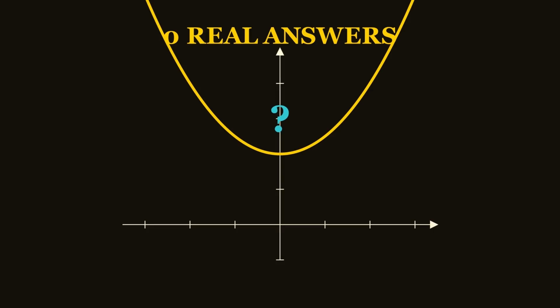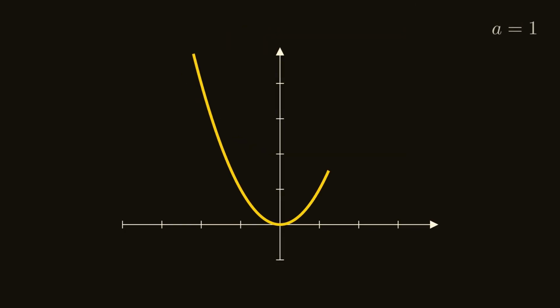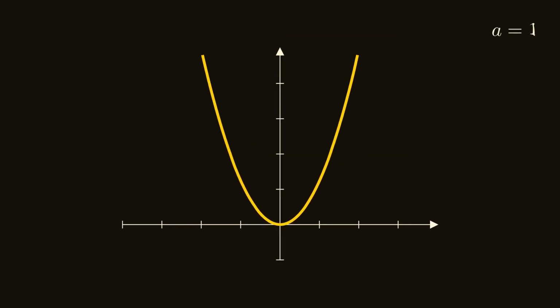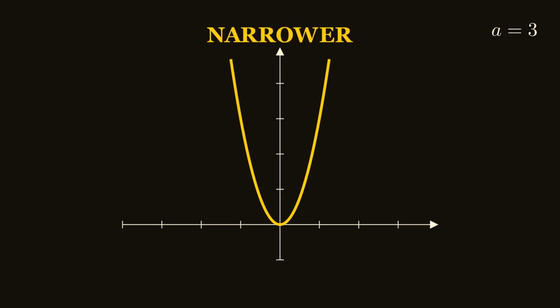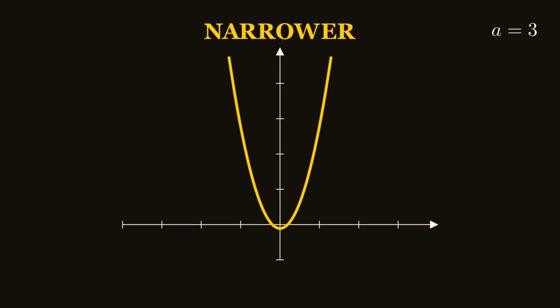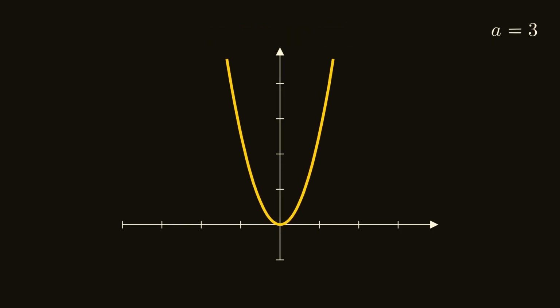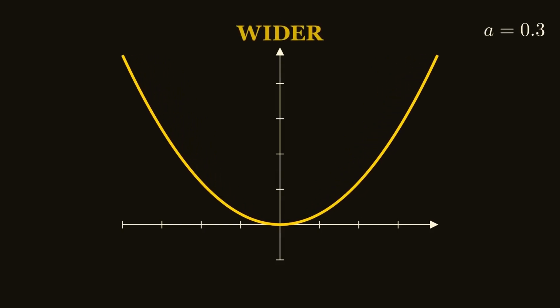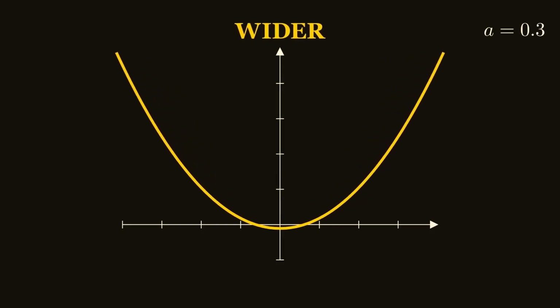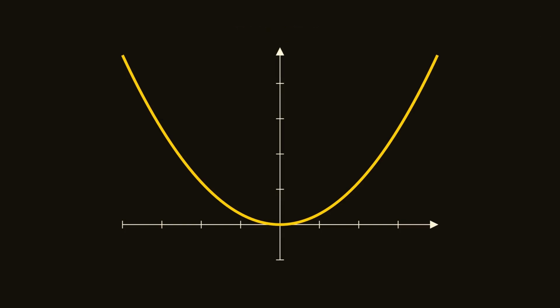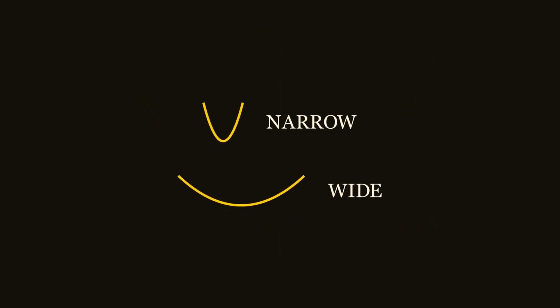One last little thing, then I'll let you breathe. The size of A, not the sign now, the size decides how fat or how skinny your U is. A big ol' number for A? Skinny, steep, narrow, shoots up fast. A tiny little number? Wide, lazy, spread right out. Same shape, different waistline.